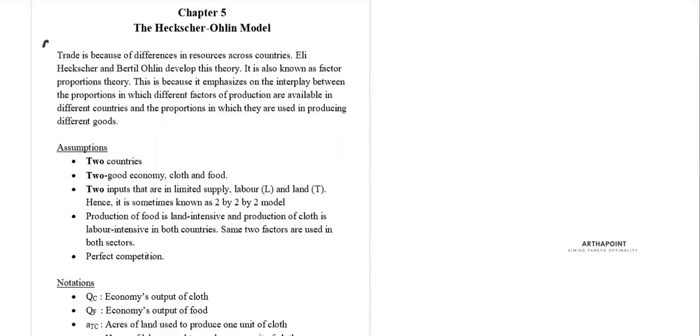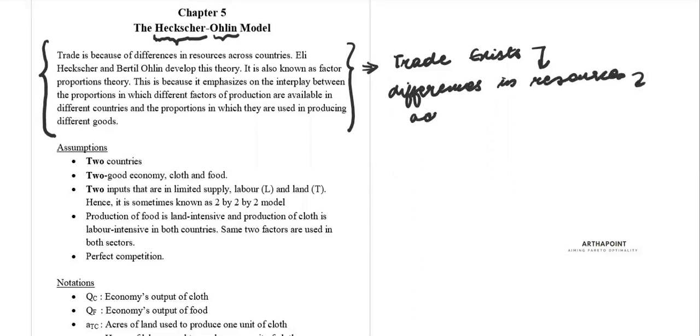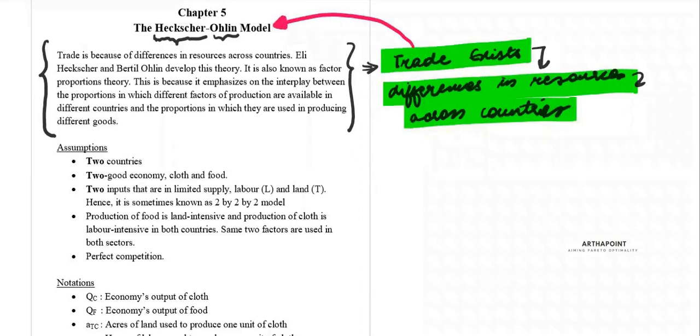In this lecture, we are going to discuss what the Heckscher Ohlin model is. The Heckscher Ohlin model, as the name suggests, was given by two economists, Heckscher and Ohlin. The aim of the model was to understand that trade exists because there are differences in the resources across countries. So different countries have different resources, and because these resources differ across countries, that's the reason why trade exists. That is the Heckscher Ohlin model.